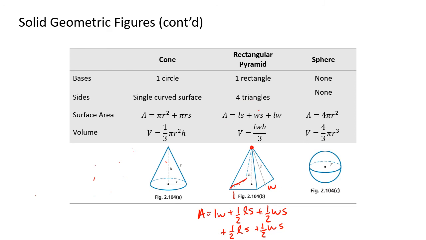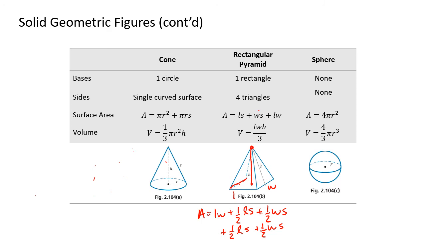For the volume, we use a different value, just like we did in the cone. We use the height, which is from the middle of the base of the rectangle up to that point where all the triangles come together. That's known as the height, and we denote that as H.